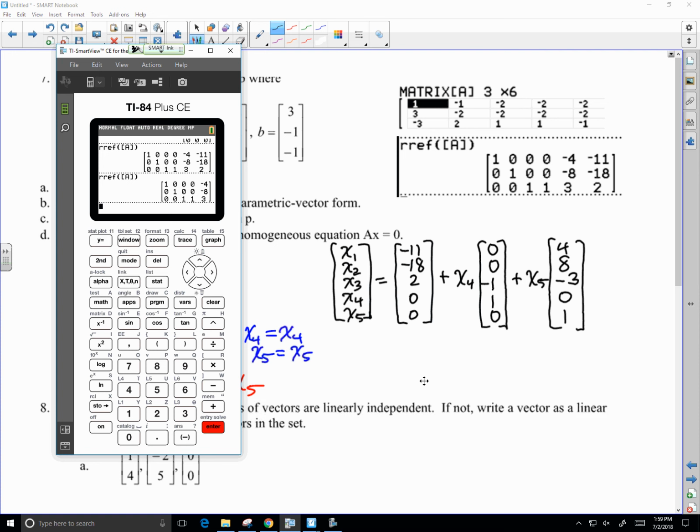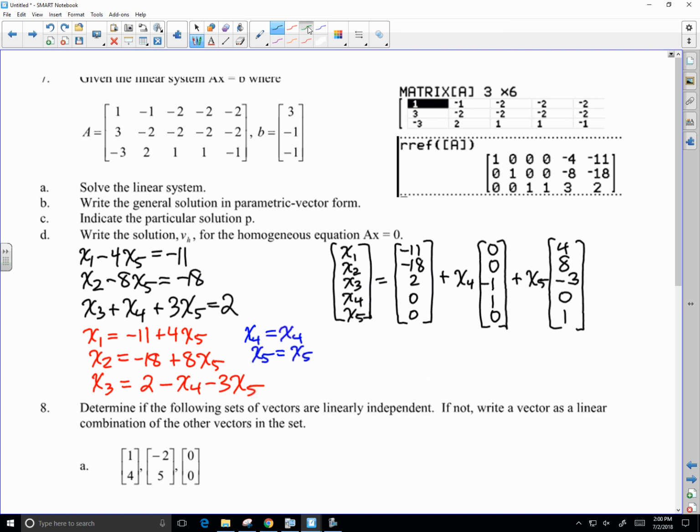Basically, if we just cut down to the chase here, you compare what you have here in this reduced row echelon form to what came before it. And you can see that the obvious thing that's missing is the column containing the negative 11, negative 18, and the 2. So what that means is that this must be particular to that equation. Everything else must be the homogeneous component. So P, V sub H.